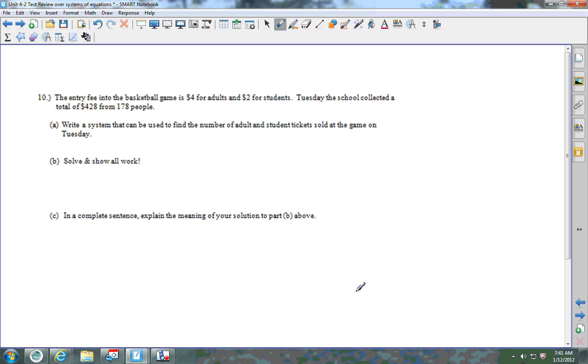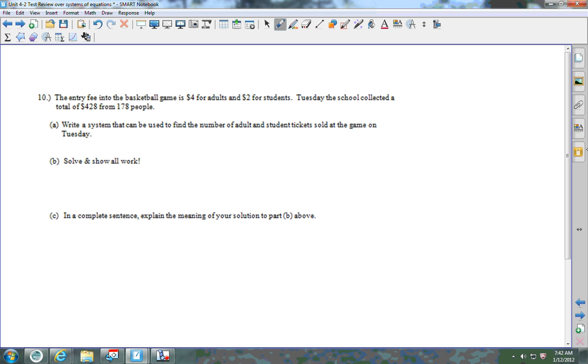All right, here's the next one. It says the entry fee to a basketball game is $4 for adults and $2 for students. Tuesday, the school collected a total of $428 from 178 people. Write a system that can be used to find the number of adult and student tickets sold in the game on Tuesday.